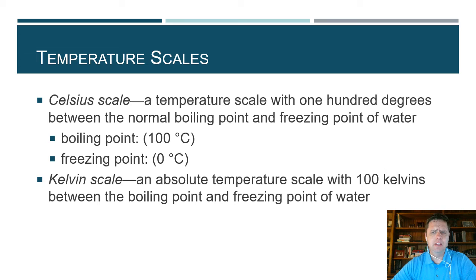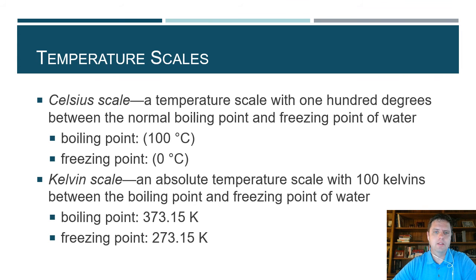Kelvin is an absolute temperature scale with 100 kelvins between boiling and freezing, but the boiling point of water on the Kelvin scale is 373.15 Kelvin. The freezing point is 273.15 Kelvin, which tells you how cold absolute zero is. So on the Celsius scale, absolute zero is negative 273.15 degrees Celsius. But on the Kelvin scale, it would just be 0 Kelvin. So the 0 on the Kelvin scale is absolute zero, which again, I told you is a theoretical concept. No one's actually ever gotten to that temperature.